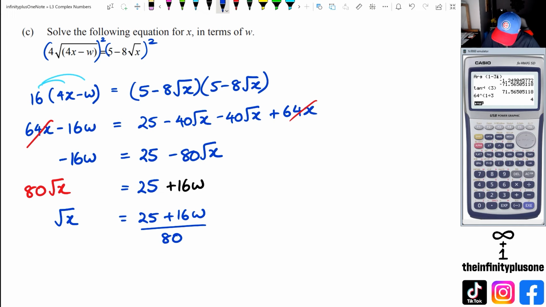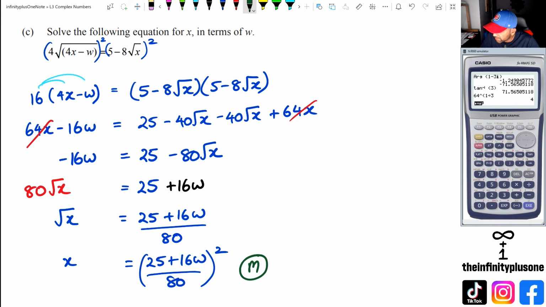I could simplify this, but I'm just going to put it as 25 plus 16w over 80, and I'm going to put that as a square. Actually, I realize you can't really simplify that 25, 16, 80 anymore, so we leave this as it is. So the correct expression for x is going to get you a merit, and getting to stage 1 gets you an achieved. So where are we up to for that? Okay, so getting to here gets you an achieved, but you need to make sure that this is written as minus 80 to get that achieved, because that simplification is really important.